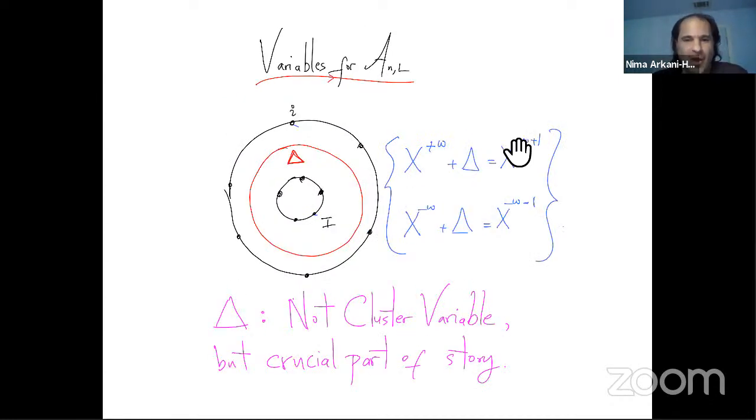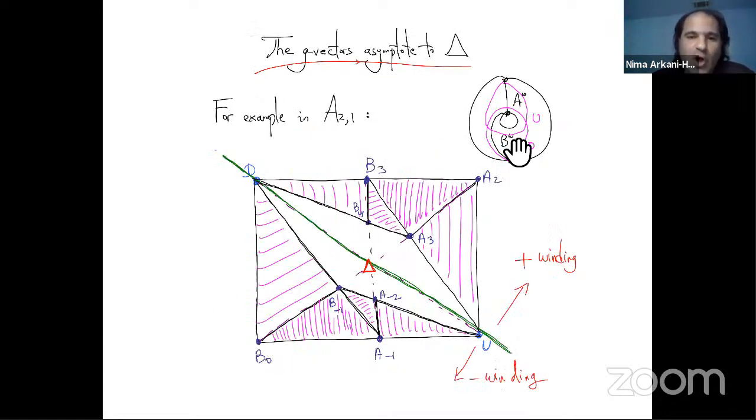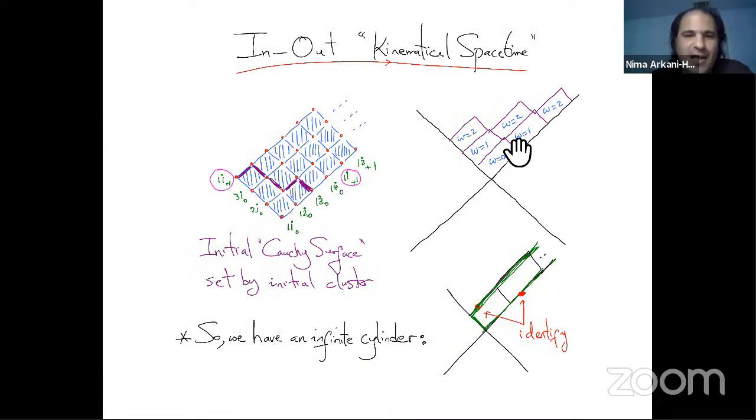But the crucial point is that there's another kind of curve, obvious in the surface, which is just the one that goes around. Now this one is not a cluster variable. Obviously, this does not show up in any triangulations of this surface, but it ends up playing a crucial part in the story. And if you just follow your nose, I'm not going to go through this in any detail, but the high-level statement is you just look at what the kinematical spacetimes look like. You look at this in the kinematical spacetime involving the in-out variables, and it's much the same story as we saw before.